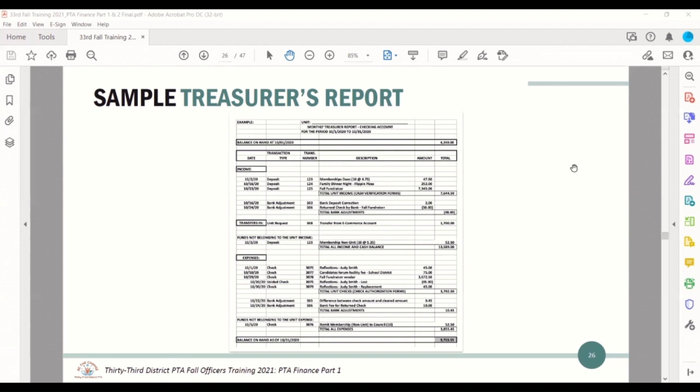So when I was talking about making sure you include all the checks that you wrote during the time period, I've seen a lot of treasurer's reports where people are just copying the stuff that shows up on the bank statement, and that's not what you want to do. If you have a check that you wrote during the month of October for $500, for example, and it doesn't clear your bank, you still want to make sure that you include it on your report, because that's $500 that you've committed to spend, and so that affects your bottom line.